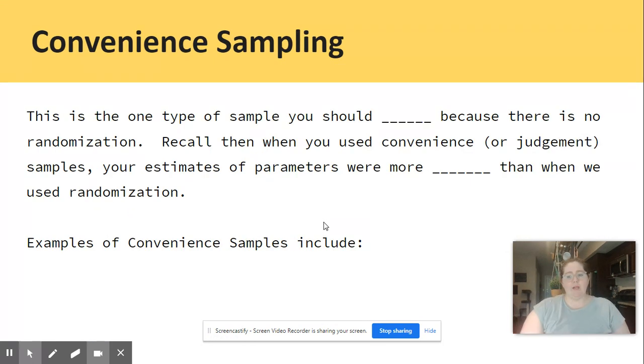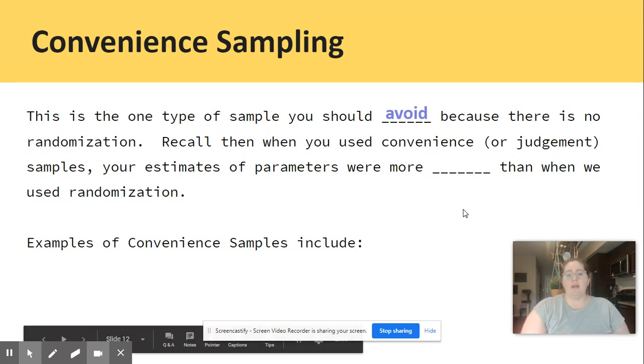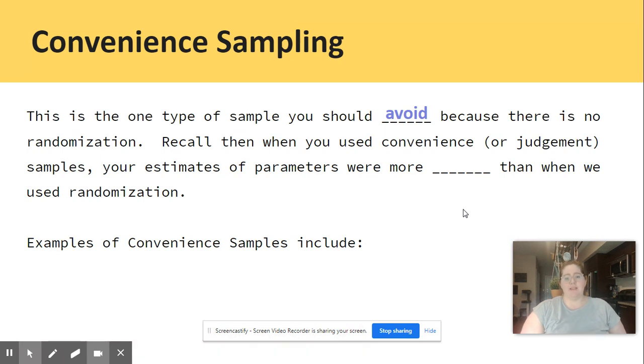But then we have this thing we call convenient sampling, or sometimes it's called judgment sampling. So this is the one type of sample that we should avoid because there's no randomization. There's no chance being used to pick that sample, right? When we use convenience or judgment samples, the estimate for our parameter, which is the thing we want to know, is more biased than when we use randomization.